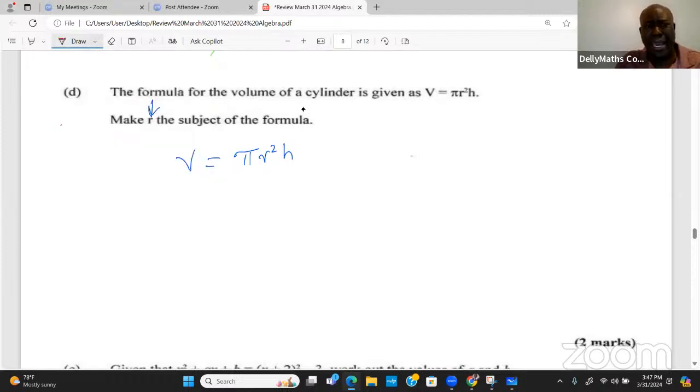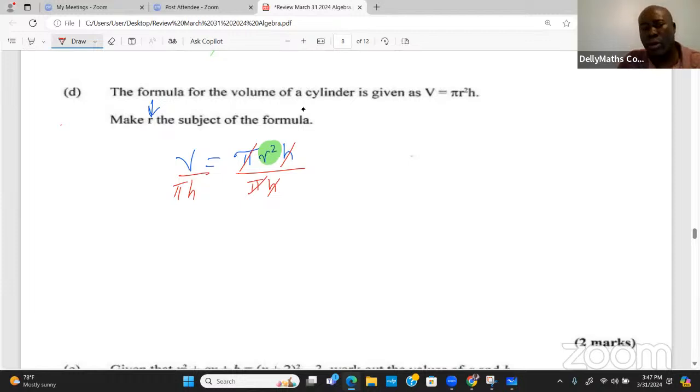You want to make sure that you highlight what you're doing. If I want to make r the subject, it means I want to isolate the r. So look at the things that are surrounding r and how to remove them. What I have is pi r squared h, so I'm going to divide both sides by pi h. The pi cancels the pi and the h cancels the h. But remember in math, whatever we do on one side, we have to do to the other side. So I'm going to divide the other side by pi h.